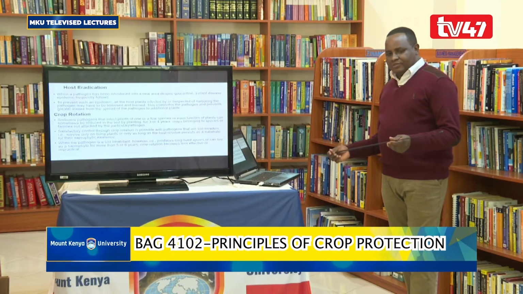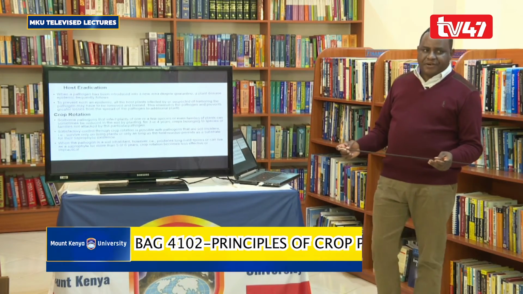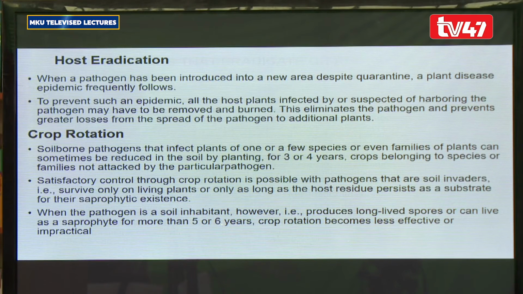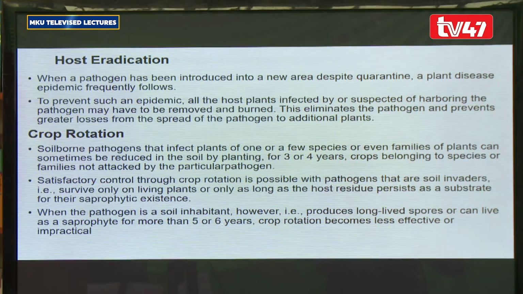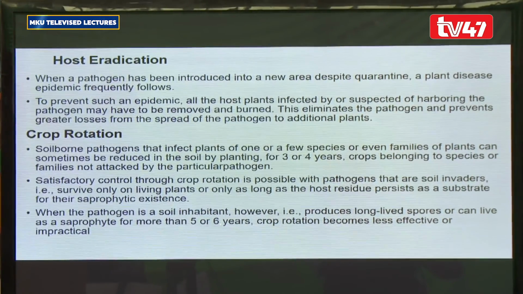Another method is host eradication. When you are doing close monitoring of your crops in the field and you find infected plants, you can destroy them to prevent the spread of the disease in your farm. So you reduce the hosts, you destroy them by either uprooting them or plowing them in. Additionally, you can also do weeding during the normal weeding process of your crop.